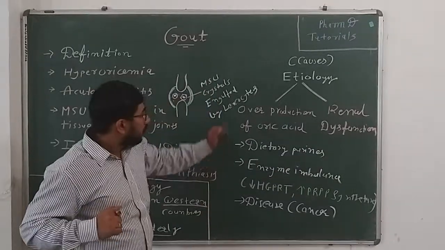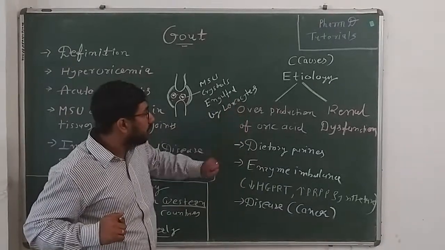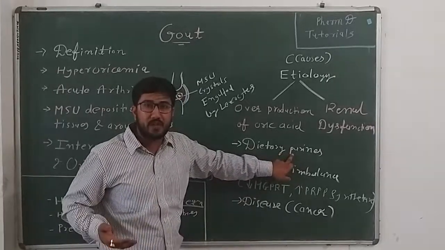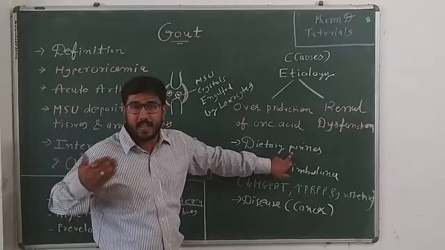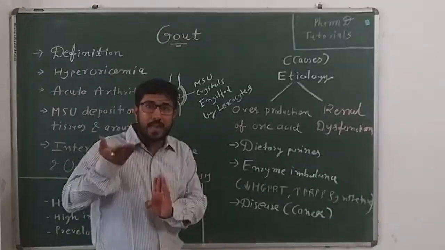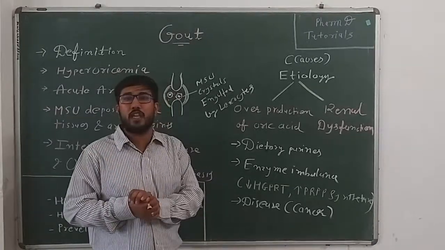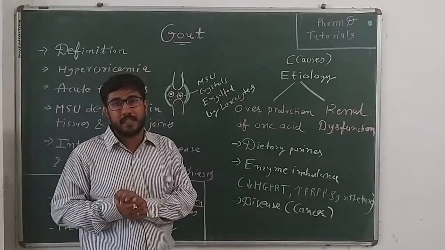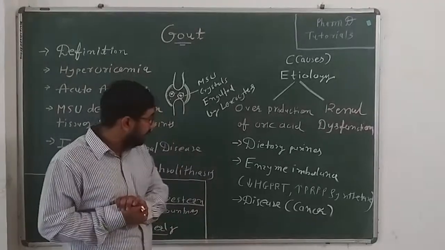Okay, so what are the basic causes of the overproduction of uric acid? One of the major ones is dietary purines. Whenever we have an excess of protein-rich diet or excess ethanol ingestion, that is mainly responsible for high levels of purines. Ultimately we have more and more turnover of AMP and GMP, which leads to excess uric acid, hyperuricemia, and ultimately gouty arthritis.